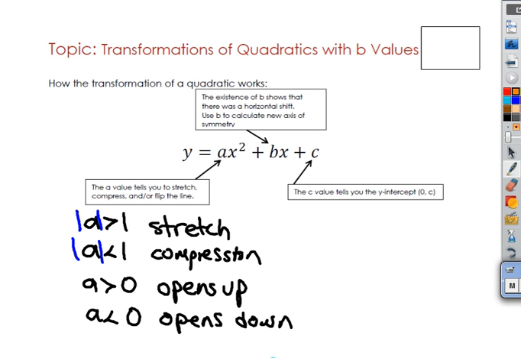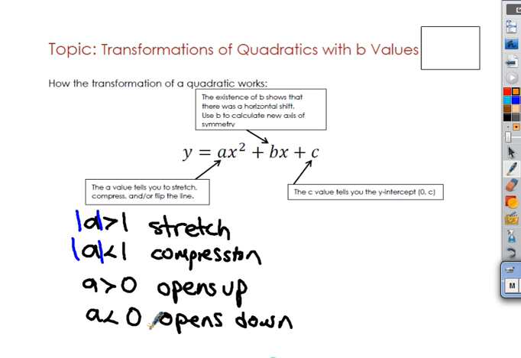A role of a would tell us if there's a vertical stretch or compression. We will look at the a value. If the absolute value of a is greater than 1, then it's a stretch. If the absolute value of a is less than 1, like a fraction, then it's a vertical compression. The a value also tells us whether the graph should open up or open down. If a is positive, the graph opens up. If a is negative, the graph opens down.